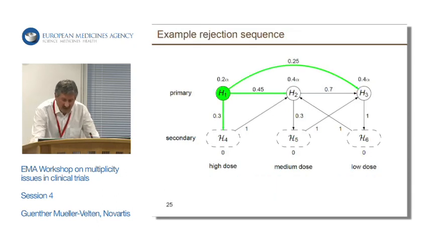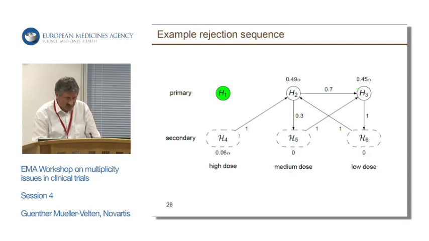So let's now illustrate quickly with an example rejection sequence how the sequentially rejective multiple testing procedure defined by this graph actually works. So we assume that we can first reject the first hypothesis related to the high dose versus placebo comparison at the local 0.2 alpha level. And from the directional edges, you see that in this case, 0.25 times 0.2 alpha is then propagated to H3, 0.45 times 0.2 alpha is propagated to H2, and 0.33 times 0.2 alpha is propagated to H4. And that is reflected in the updated graph.